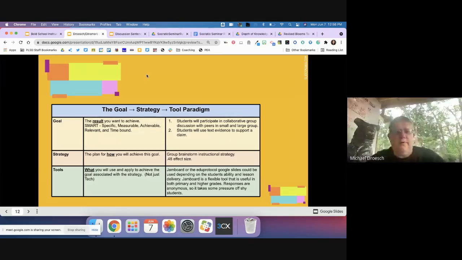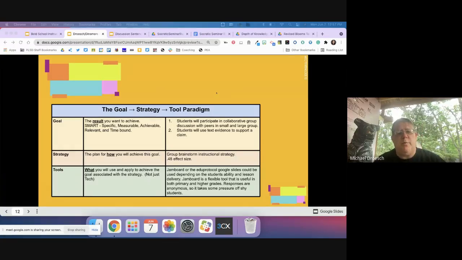So our goal is that students are going to participate in collaborative group discussions with peers in small and large groups. A lot of the digital work starts individual and then moves into some group discussion. Students are going to use text evidence to support a claim, and that's really big in the junior high and high school grades. The nice thing with the Socratic seminar is you can hear kids using that very quickly. A lot of times it's difficult in writing, but if they get good at it in spoken language, the next logical step is being able to do it a lot easier in their writing.